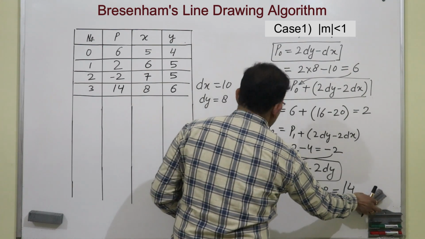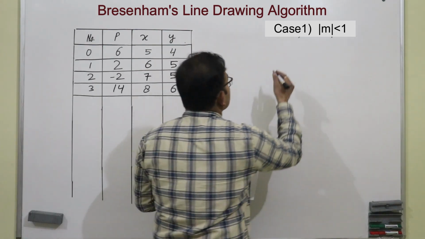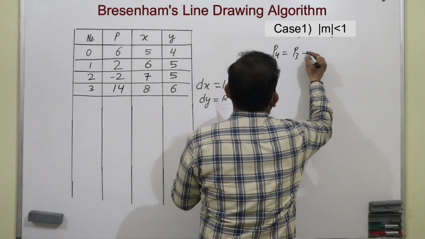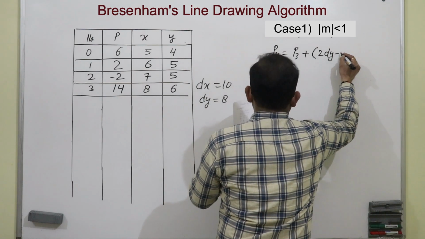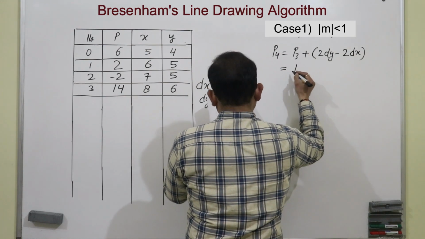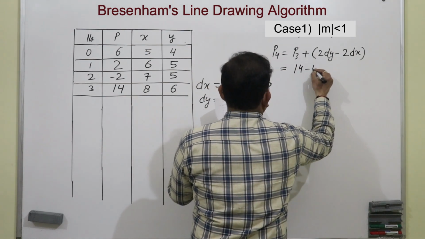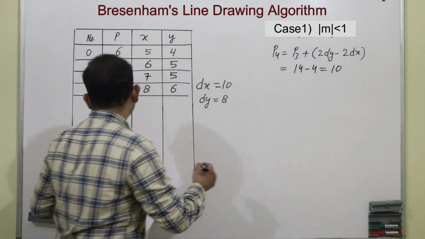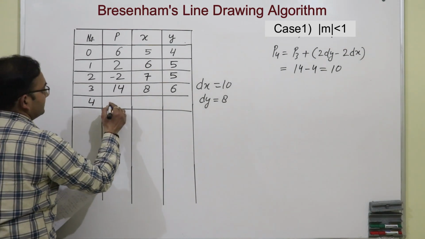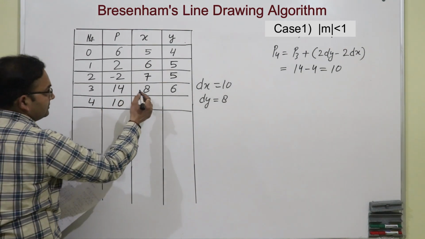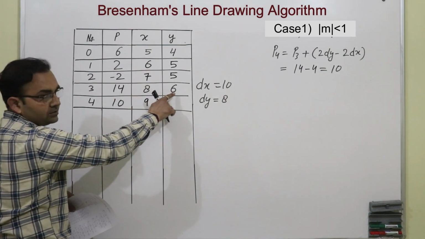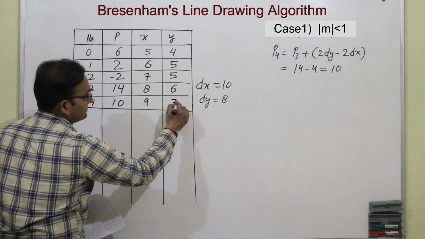Now we will calculate P4. P4 equals P3 plus 2dy minus 2dx, equal to 14 minus 4 equal to 10. So P4 is 10, x is 8 plus 1, 9, it is positive. So there will be an increment of 1 in y, it will be 7.